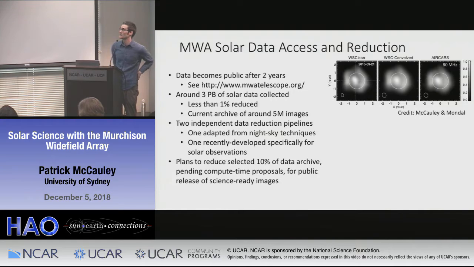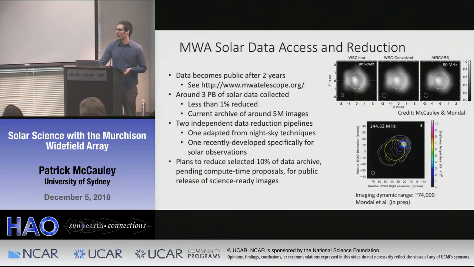So here's an image comparing the results from the 2 different pipelines. We're looking at our lowest frequency there, 80 megahertz. The solid circle in the center of each panel represents the photosphere. The pipeline that I developed is on the left-hand side and uses a software called WSClean. And then the solar-specific one is on the far right. That's called AIRCARS, and that was developed by Surajit Mondal and Divya Oberoi at the National Centre for Radio Astrophysics in India. So during quiescent periods, the 2 data reduction methods give very similar results.